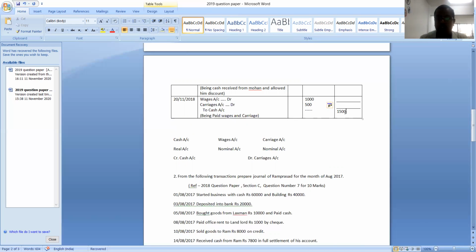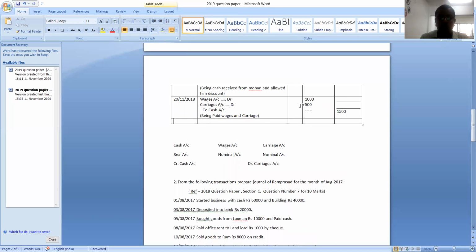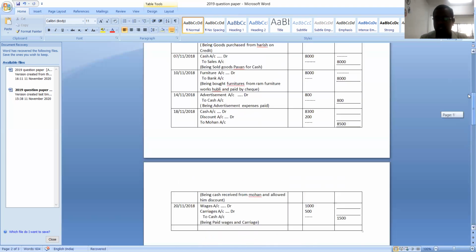Here the debit part is always equivalent to the credit part. Understood? Both debit and credit should be the same. I mean, the amount should be the same. After completion of this problem, if you total both the debit and credit columns, they must be the same. Okay. Let us move to the next transaction.